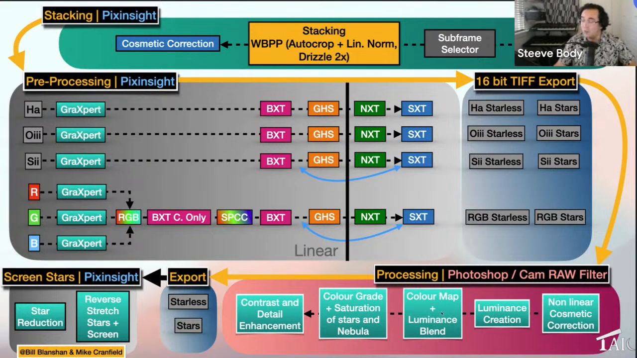And then I actually don't screen the stars in Photoshop. I export them both and I use this little script made by Bill Blanshan and Mike Cranfield, which actually reverse stretches the stars and screens them back into the nebula. And you actually get a much better color profile, and the star core also stays in check and doesn't get clipped as you screen the stars back in. So I love this little tool, and it's making the stars look great.